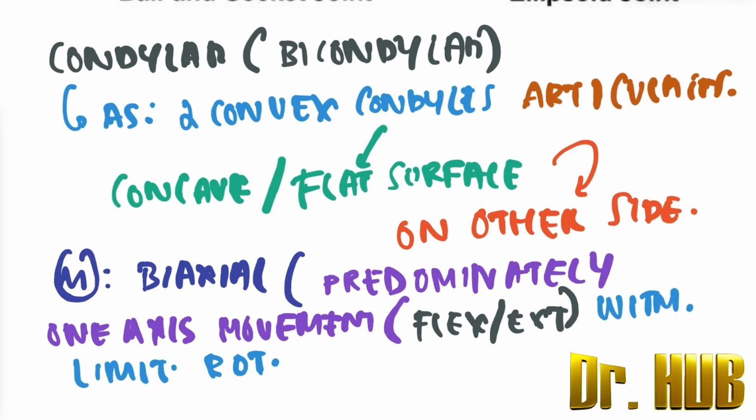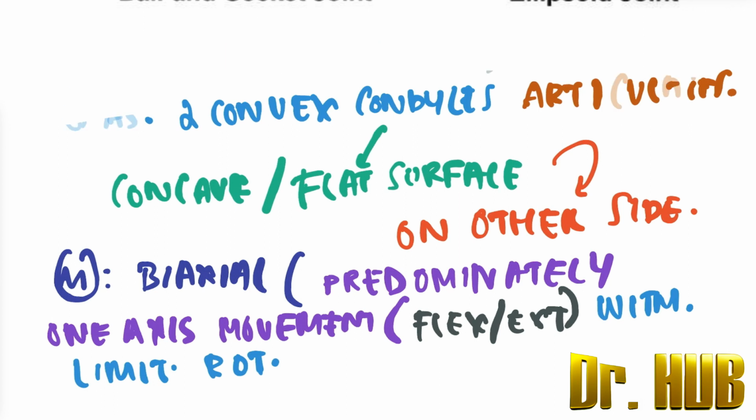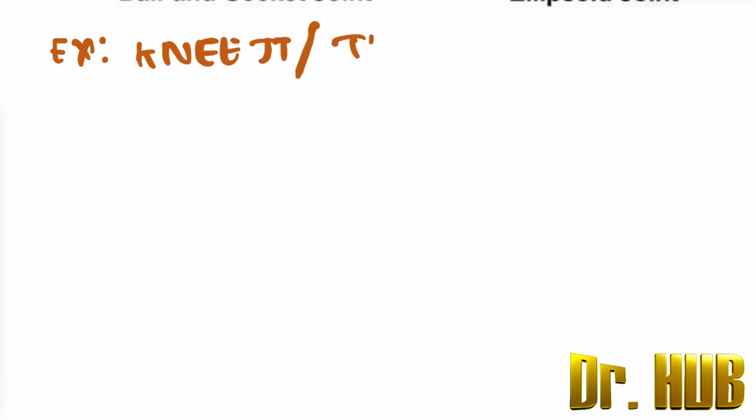So what are the examples of this condylar type of joints? The condylar joint examples include the knee joint. There is also the TMJ, temporomandibular joint.